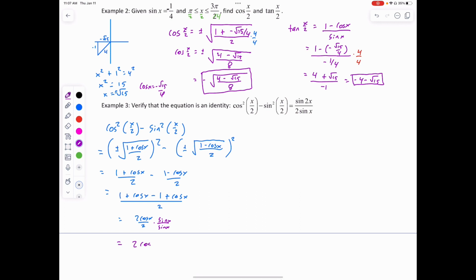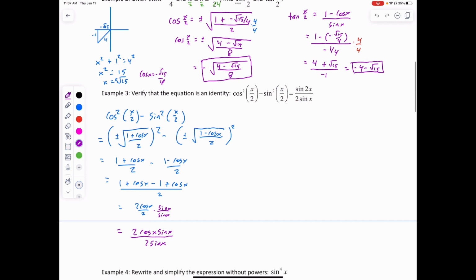Well, that gives me 2 cosine of x sine of x over 2 sine of x. And oh, look at that. This top is the double angle identity from the last video. We know that this 2 cosine x sine of x is just the sine of 2x over 2 sine of x, and that's what we were trying to show it was equal to.